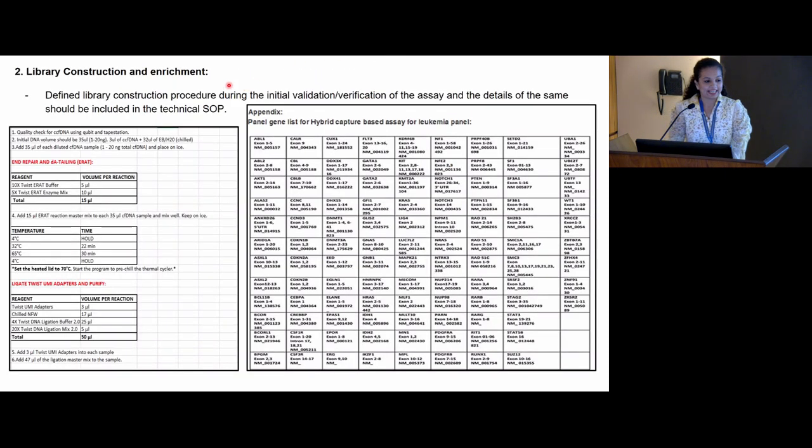Library construction and enrichment. As we know, we are going to validate our library first. During the initial validation and verification phase, how we are preparing our library needs to be documented properly. Which panel genes we are going to include in our library preparation need to be documented and validated properly, and technical SOPs should be maintained throughout the library construction.